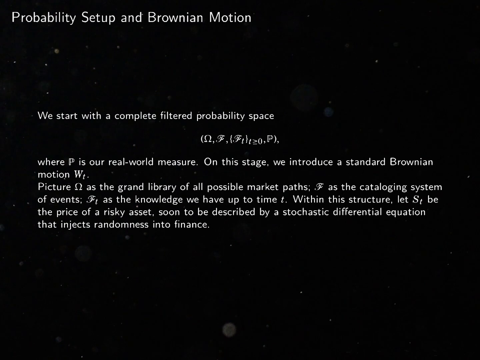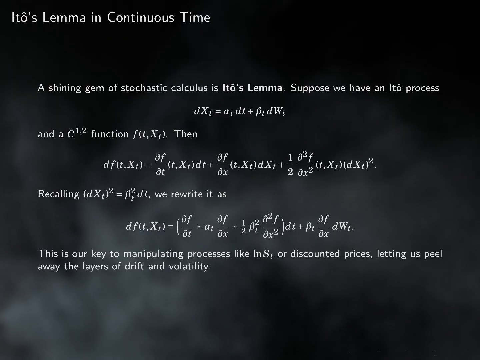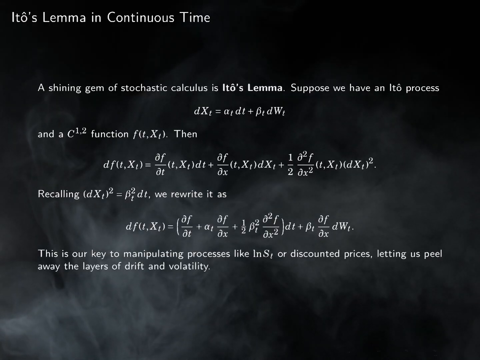Finally, let capital S sub t be the price of some risky asset, like a stock or a commodity, that will soon be governed by a stochastic differential equation. In essence, this slide lays the probabilistic bedrock on which we'll build our entire no arbitrage argument: omega for the state of the universe, script F sub t for the evolving knowledge structure, and W sub t as our random driver.